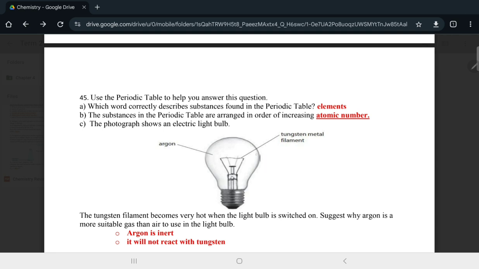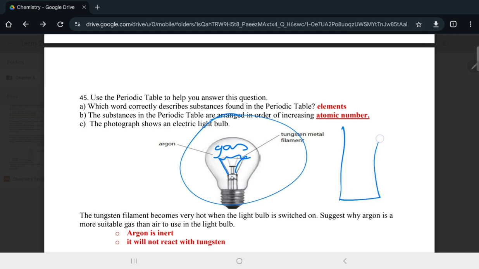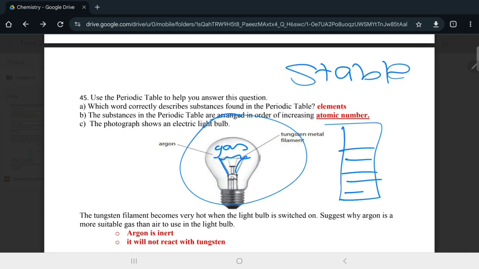Okay, here you have a light bulb, and you have the filament made of tungsten, and you have argon gas. They ask you, why is the gas that they put argon, not any other gas? And the main reason for this is because argon is a noble gas, okay? Noble gases are known for being stable, and they're known for being unreactive. So this is what you can put as the options: unreactive, so they don't react with tungsten, and they're stable. Inert means stable, okay? They're the same thing.